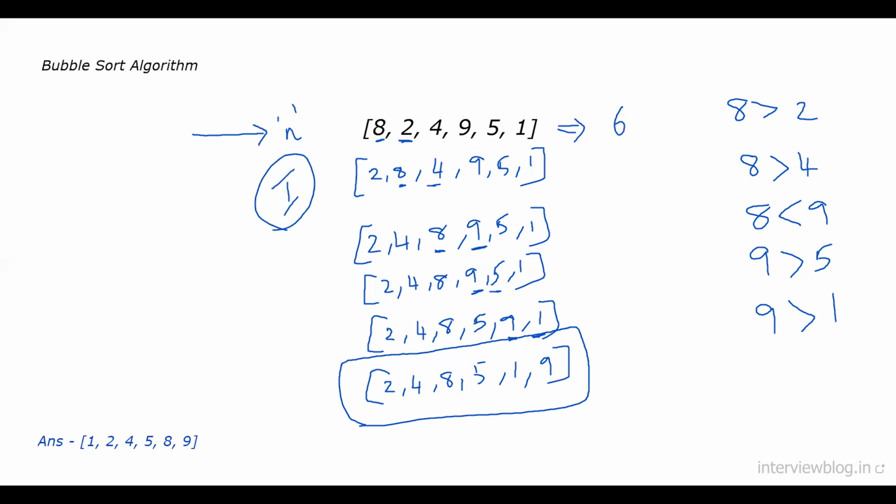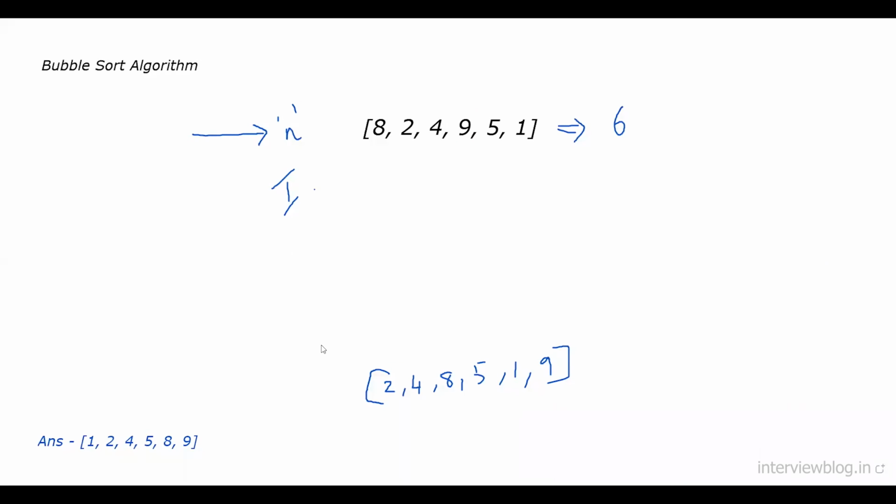So after the first traversal, we can see that the largest element that is present in the given input array will be present in the last index of the array. So during our second traversal, we can simply apply this bubble sort algorithm to this part of the given input array and ignore this part of the array, since this part of the array is already sorted. So let me quickly erase this and go to the second iteration.